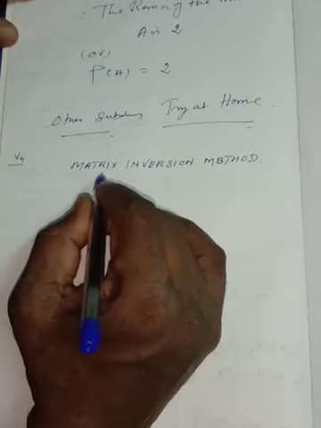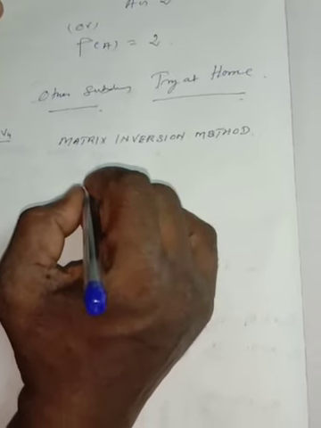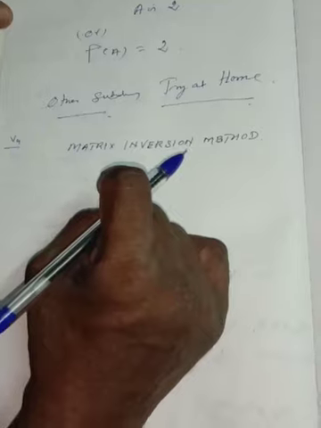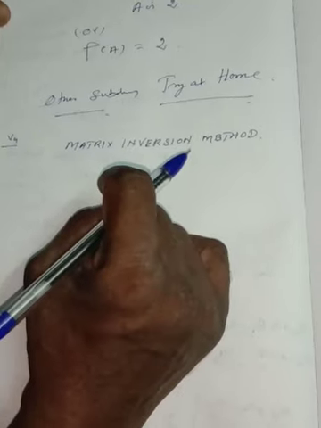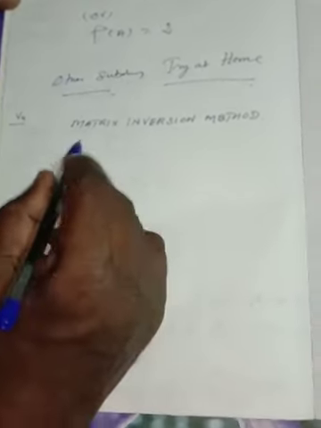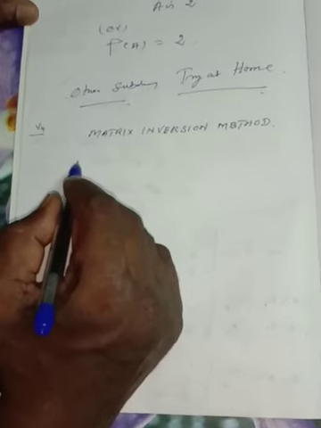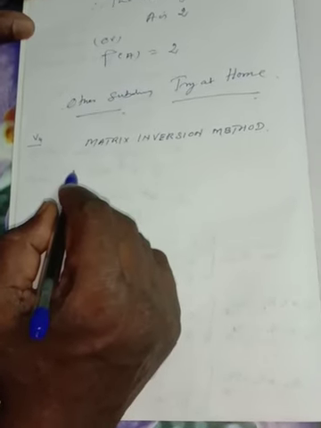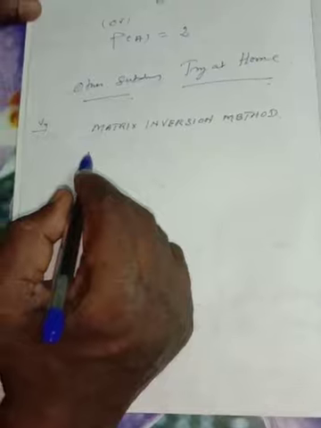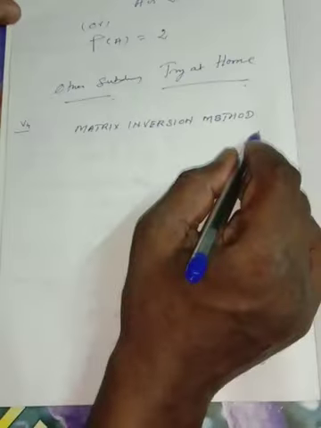Today, given two linear equations, how to solve the equations? There are two methods. One is the matrix inversion method. Another one is Cramer's rule method. First, we have to take the matrix inversion method.